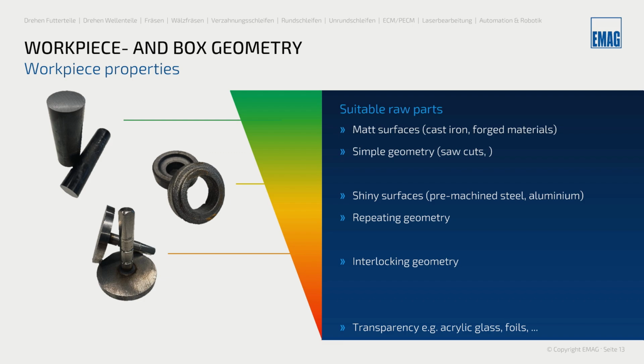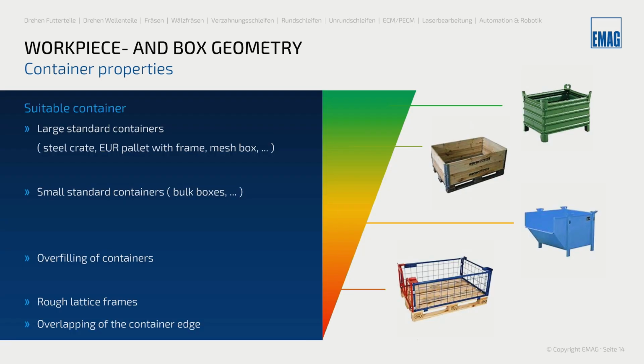So I'd like you to remember those parts shown here on the orange line, shiny material and an interlocking geometry. We may see them later again. But first, let's have a look at the containers. What is suitable here? Every large standard container is in general suitable for bin picking.